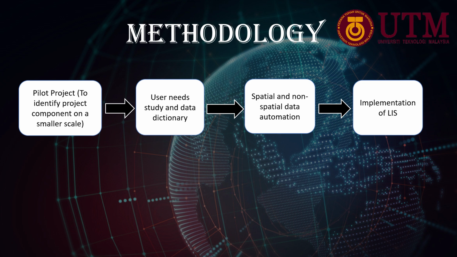Next, spatial and non-spatial data automation. The production of both spatial and non-spatial geographic data is very crucial for the success of any LIS implementation cycle. It is estimated that spatial data capture and updating techniques used to make data digitally available constitute about 80% of the total resource required for LIS implementation.